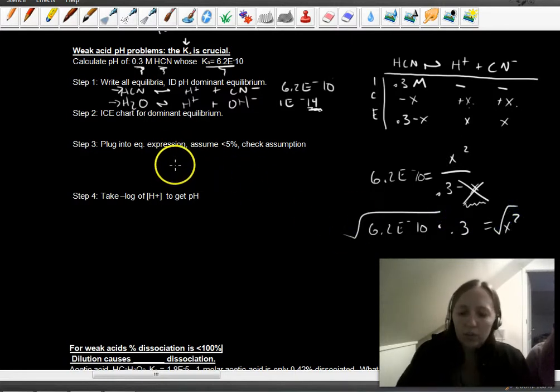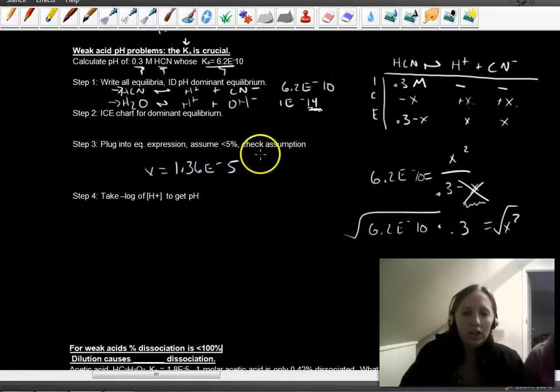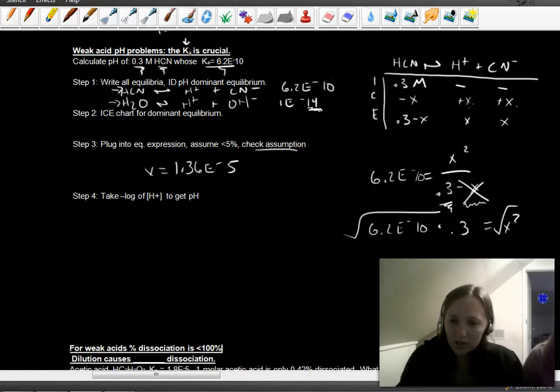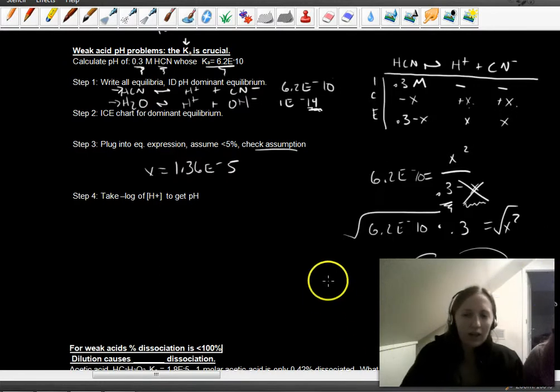And so you end up with, if you do all your algebra, your x ends up being equal to 1.36 e to the negative 5th. Check your assumption. You've got to check your assumption. So is x in fact less than 5%? So that's going to be 1.36 e to the negative 5 over the thing you subtracted it from, 0.3 times 100. And it gives you 0.004%. So there's my assumption checking, and I win.